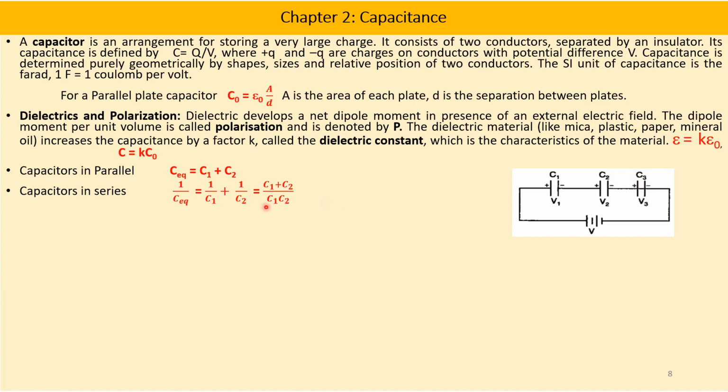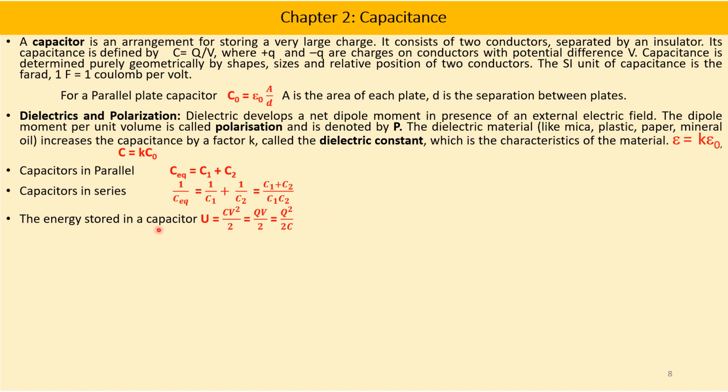So the equivalent capacitance is given by the relation: reciprocals of the capacitances add together. That is, when the capacitors are in series, 1 over C equivalent is equal to 1 over C1 plus 1 over C2. Simplifying, in the case of two capacitors, 1 over C equivalent will be equal to (C1 plus C2) divided by C1 C2.